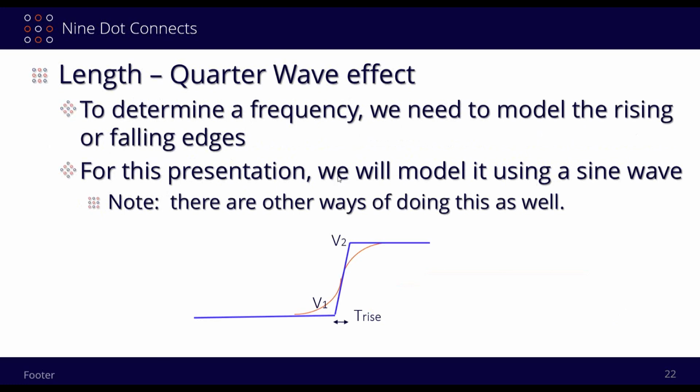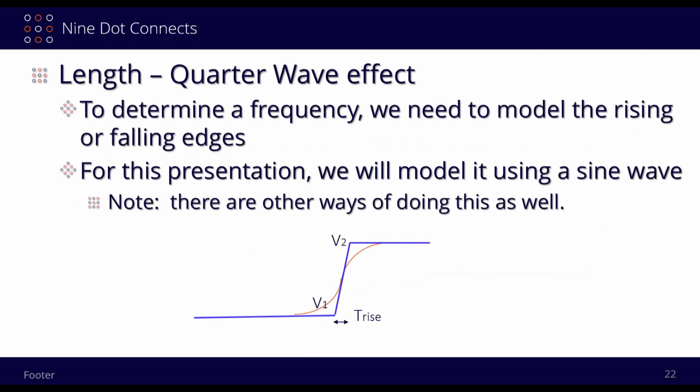For this presentation, I just want to emphasize that this is not the way, it is one of many ways of doing this. What we're going to do is model the rise time using the sine wave. The idea is that we can model a sine wave to the rising edge, or even the falling edge if you want to do it that way, but the rising edge will work just fine. We can model this so that the slope of our sine wave matches up with the square wave. Then we can determine the frequency based off of that sine wave.